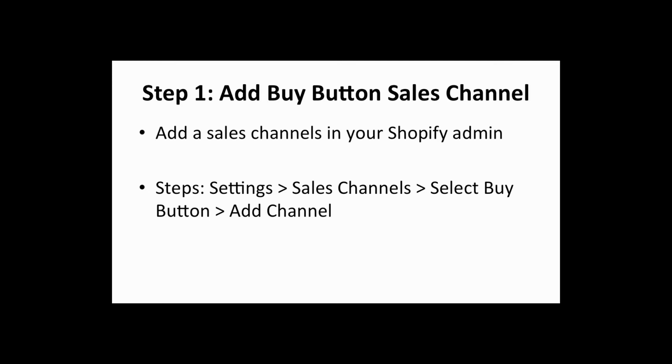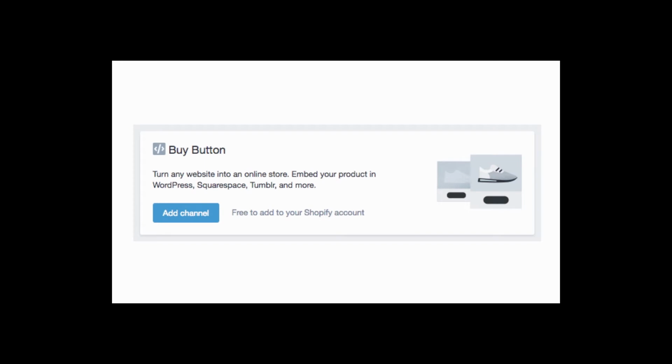To add a sales channel to your Shopify admin, navigate to the Settings tab, and then click on the Sales Channels. You will be directed to the Sales Channels page. And when you're on this page, select the buy button within the list of available channels, and then click on Add Channel. This screenshot is what you will see when you are on the Sales Channels page. Click on the Add Channel button and proceed to the next step.